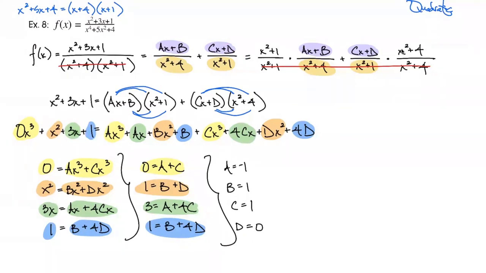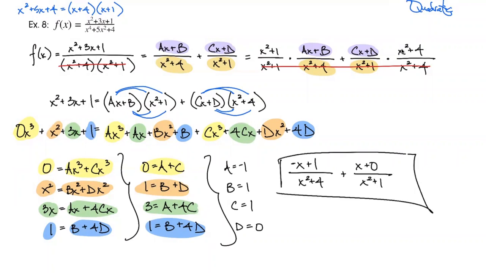And so if we go back up here and put in our numbers, we'll get -x plus 1 over x squared plus 4 plus x plus 0 over x squared plus 1. You don't have to write this 0 if you don't want to. I only put it there so we would know the d got plugged in as well, but it was just a 0.